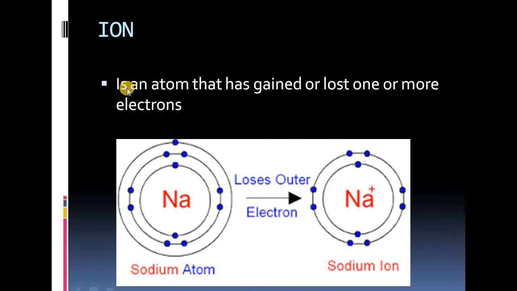Now, an ion is an atom that has gained or lost 1 or more electrons. This is the sodium atom. The sodium atom tends to lose 1 electron from its outer shell, so it will have one more proton than electrons, which makes it a positive ion.